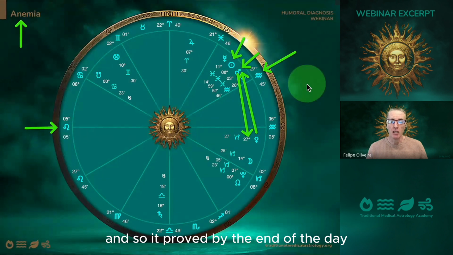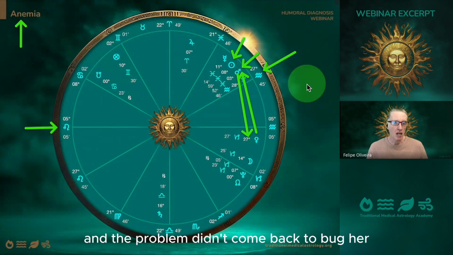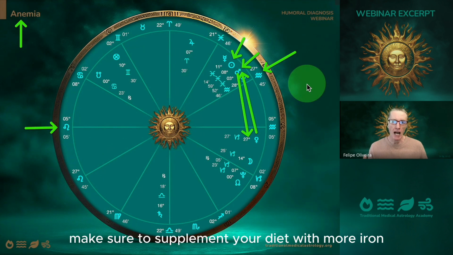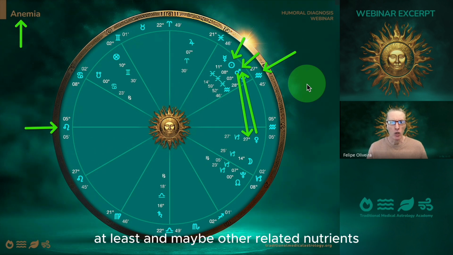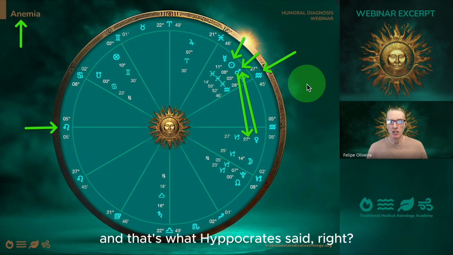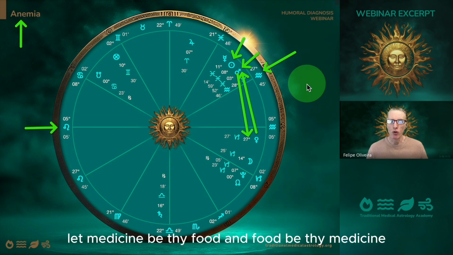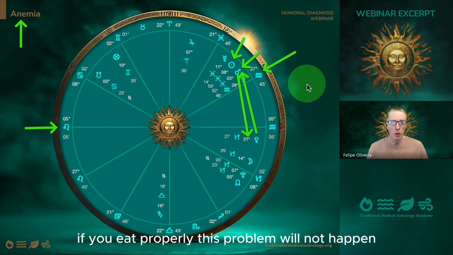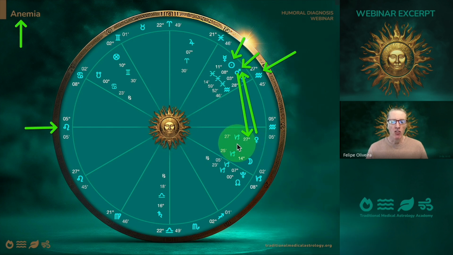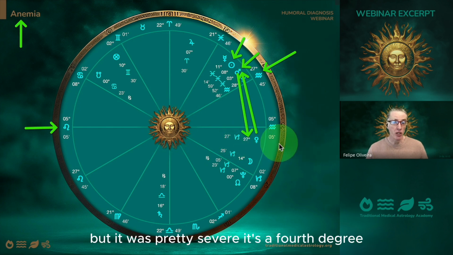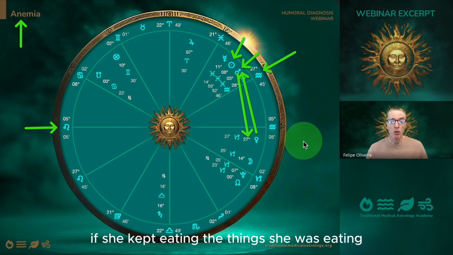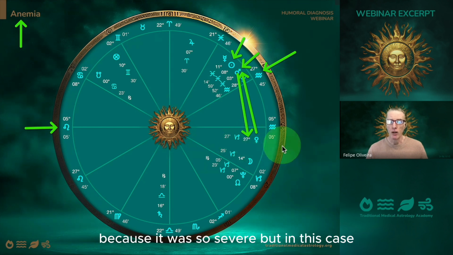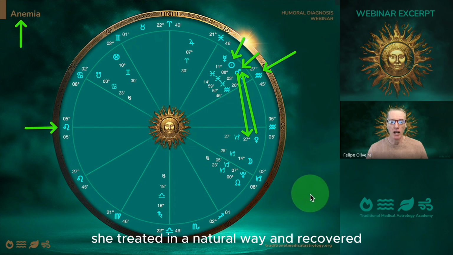And so it proved. By the end of the day, she was fine already, and the problem didn't come back to bug her. So whenever you get that part of the month, make sure to supplement your diet with more iron at least, and maybe other related nutrients. And that's what Hippocrates said, right? He said, let medicine be thy food and food be thy medicine. And this is a perfect example of that. If you eat properly, this problem will not happen, especially because it's a cardinal problem, so it's easy to treat. But it was pretty severe. It's a 4th degree. If she kept eating the things she was eating, she would faint and she might end up in hospital, right? Because it was so severe. But in this case, she treated in a natural way and recovered.